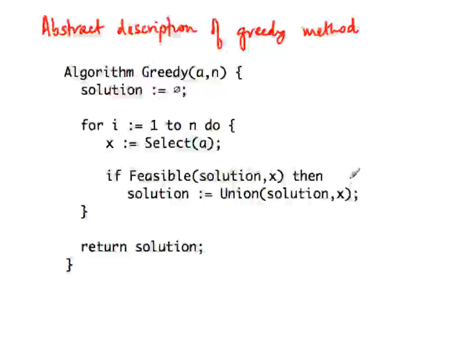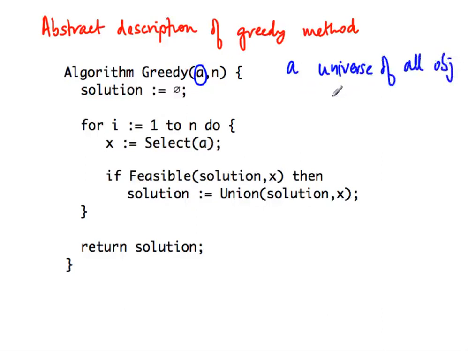So we can come up with this abstract description of what we have done in both these problems. So here is an abstract description of the greedy method. We want to identify a subset of a set of objects which we will call A. A is the universe of all objects, and there are n of them. So that describes these two parameters A and n.